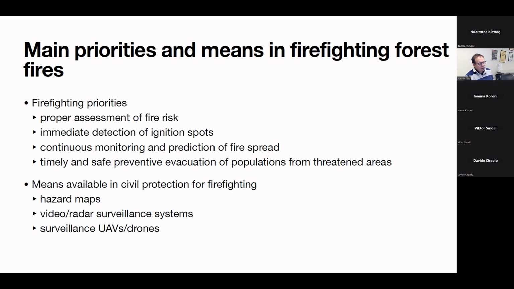We have an increasing use of technologies, but the main means that are available in civil protection today are the use of hazard maps, the use of video radar surveillance systems, and more rarely the use of surveillance UAVs and drones. We consider that all of them are very useful, but we're going to introduce another technology which we believe is complementary to all of these.